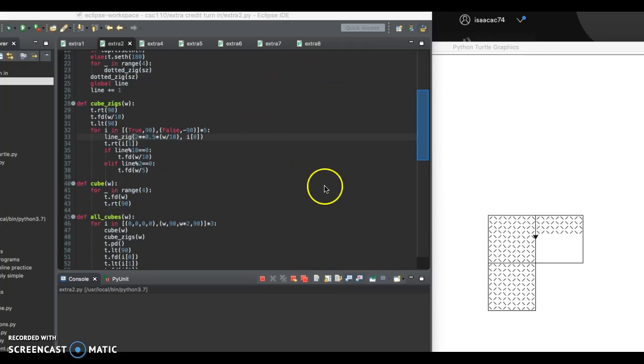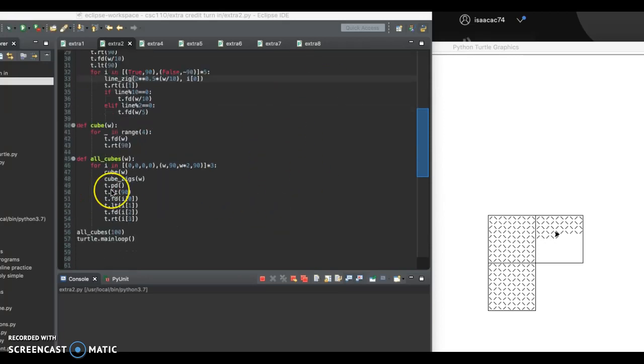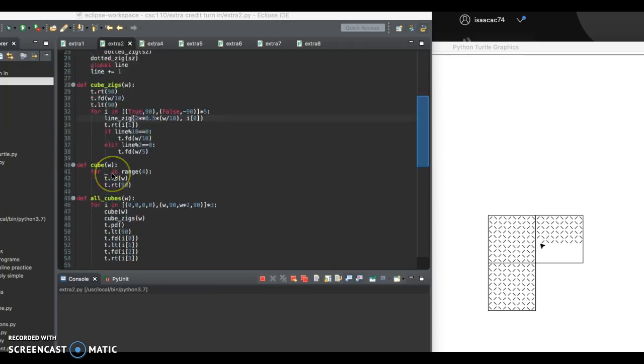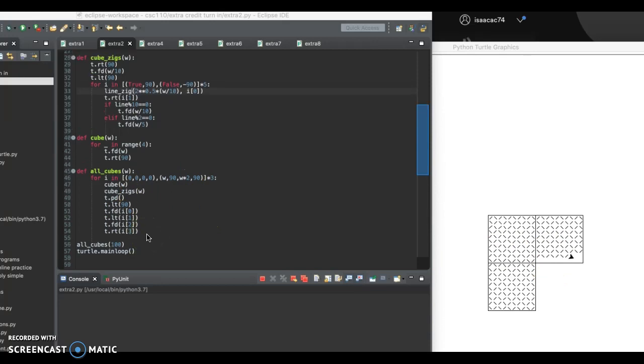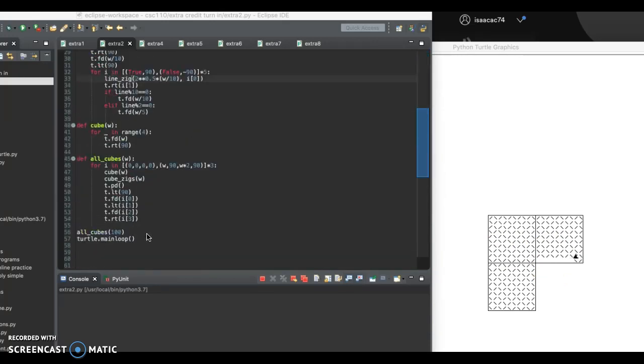And cube just draws a square. And all cubes puts together cube and cube zigs, so that draws the cube and then draws the zigzags inside of it. And this is really just directions so that you can get to the next cube to draw all that. And yeah, it's a pretty simple program all in all.